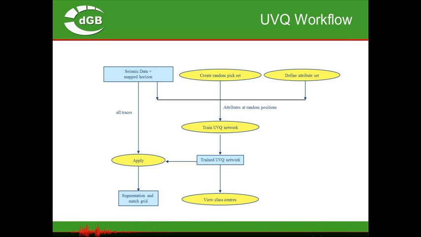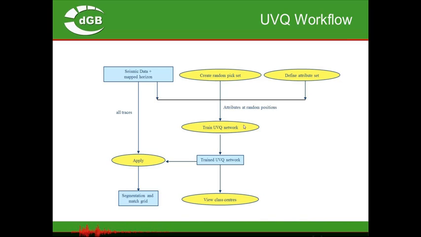The UVQ workflow. We see here in this slide a UVQ workflow which will guide the user from the input seismic data and mapped horizon to the output segmentation and match grid, you can see here. This is a workflow that we call conventional or standard. The user has full control in selecting the data points or pick set. Like you can see here, it's create pick set. You can choose how many picks you want, and you define your attribute.